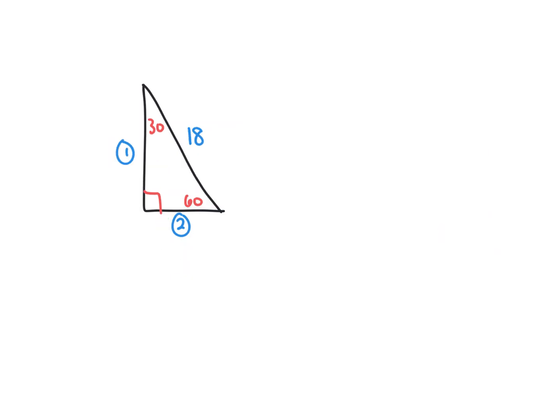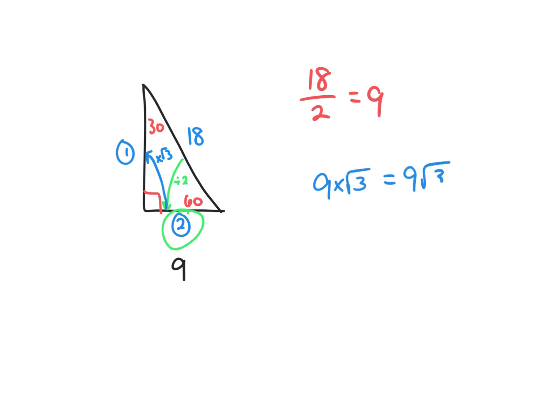What does it give us on this one? Hypotenuse. What do we need to find first? Short leg. How do I go from hypotenuse back to short leg? Divide by 2. 18 divided by 2? 9. Right, now I need to find the long leg. Where do I go from and how do I get there? Yep, from the short leg. What do I multiply by? Square root of 3. 9 times square root of 3 is 9 square root of 3.